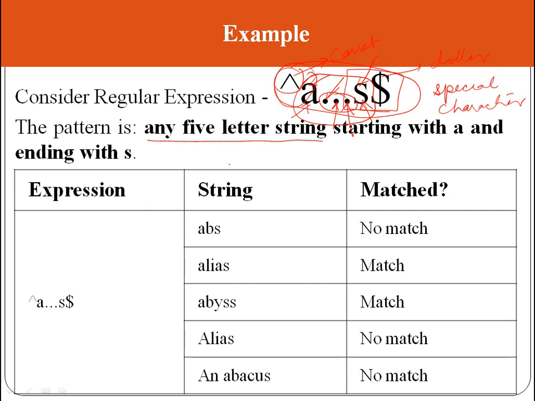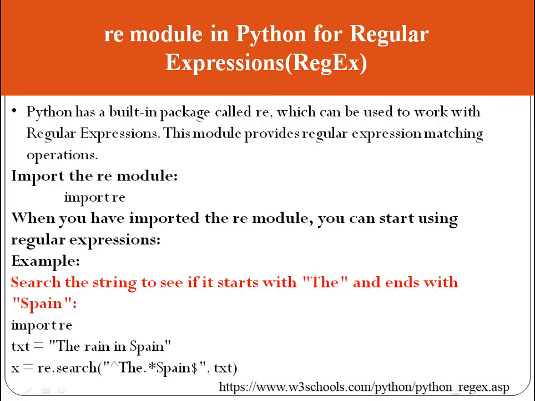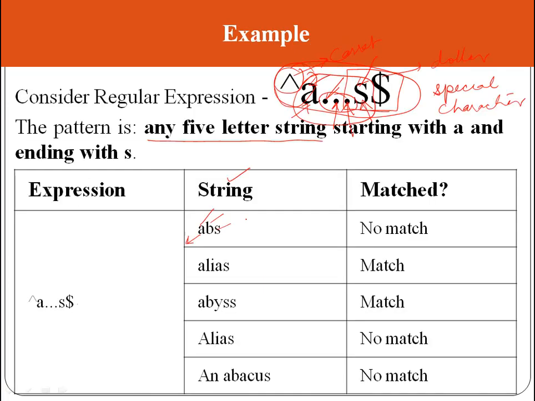So now we have inputted these strings. Now we'll see whether there is a match or not. Let's see over here: A, B, and small s. It is starting with A, no doubt. But first of all, it is not five letters. If it is five letters, because we have put three dots, so three dots are there. It means between A and S, there should be three letters at least. So it means it is not matched.